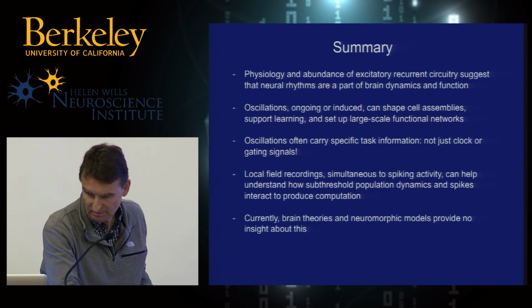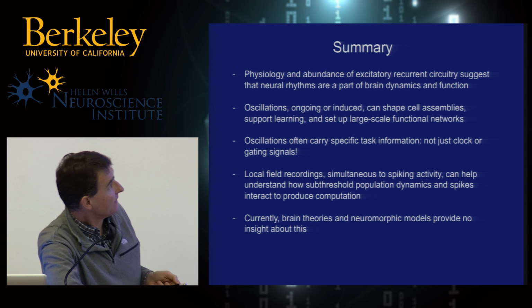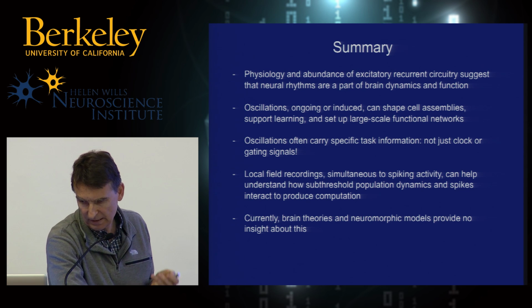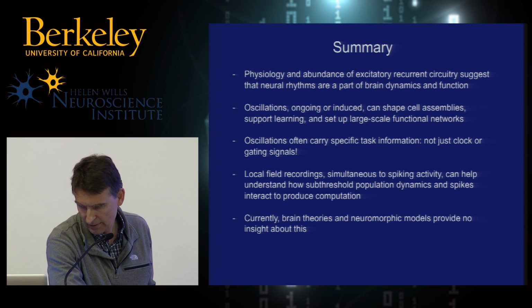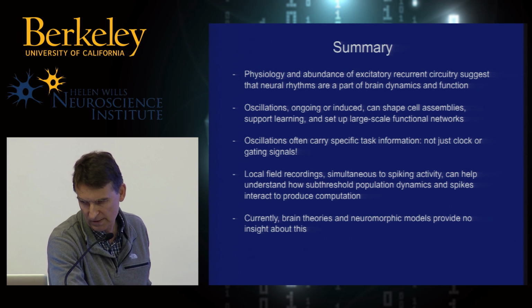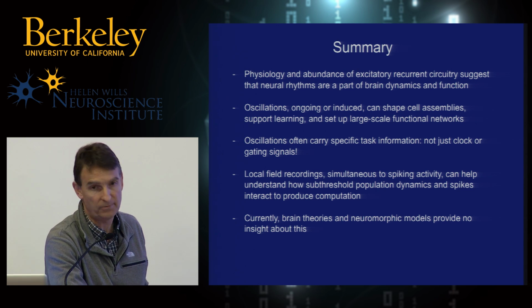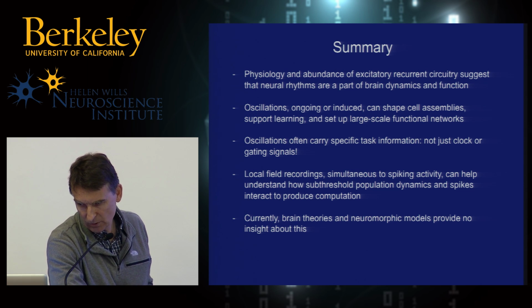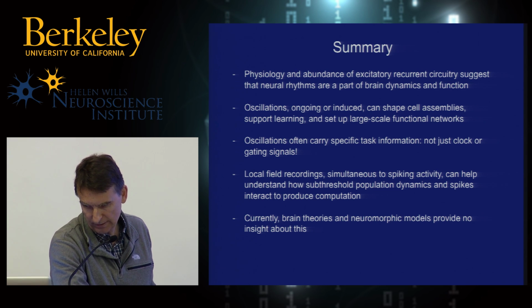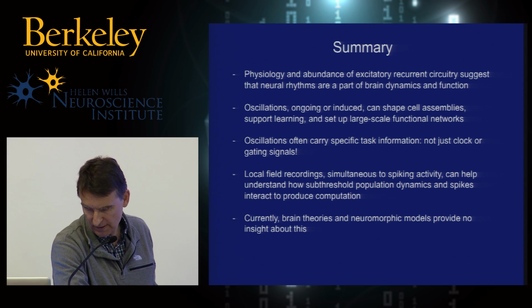So to sum up, what I've shown you is that the physiology and also the abundance of excitatory recurrent circuitry suggests that neural rhythms are a part of the brain dynamics and function. Oscillations, ongoing or induced, can shape cell assemblies, support learning, and set up large-scale functional networks. That's the more traditional stuff.